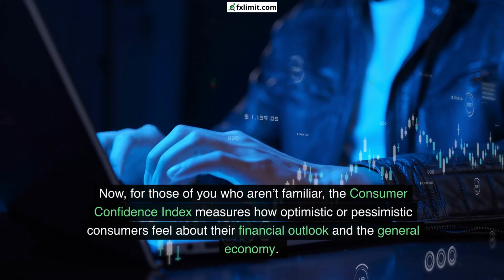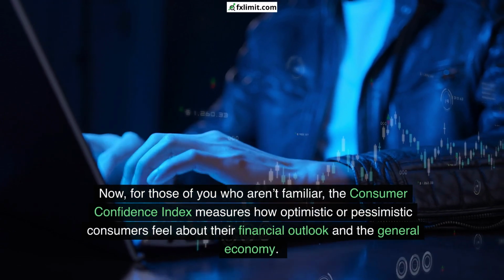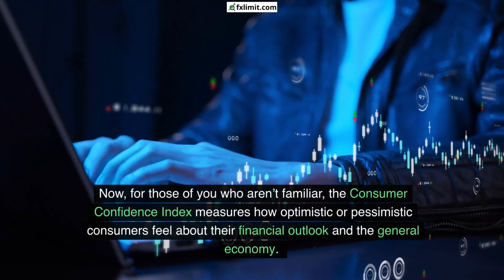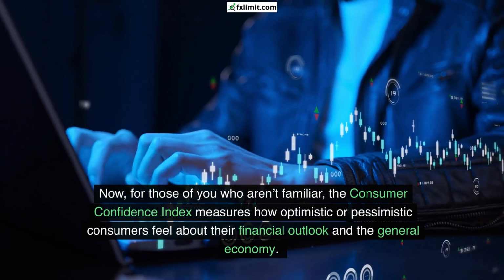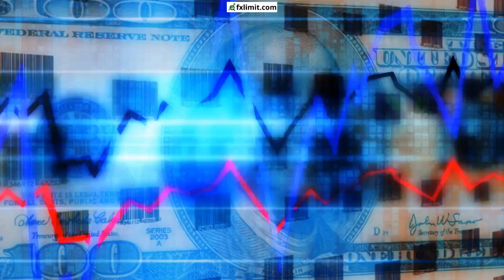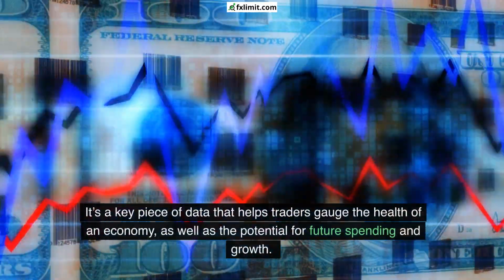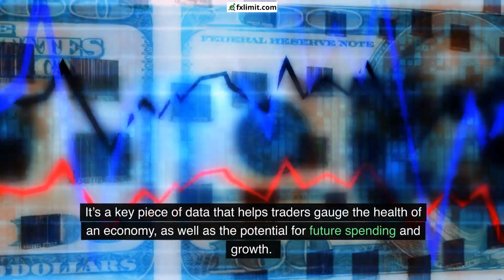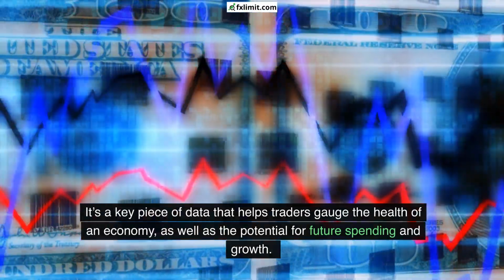Now, for those of you who aren't familiar, the Consumer Confidence Index measures how optimistic or pessimistic consumers feel about their financial outlook and the general economy. It's a key piece of data that helps traders gauge the health of an economy, as well as the potential for future spending and growth.